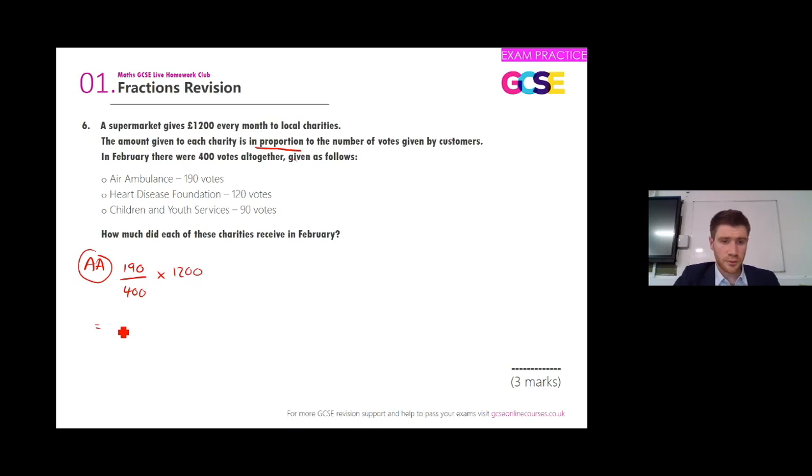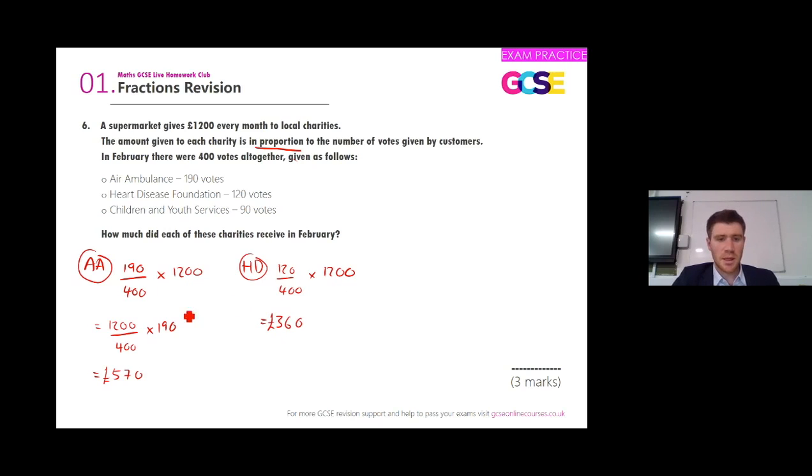So 1,200 divided by 400 times by 190. Okay, that's going to equal 3 times 190, which is going to give me £570. Okay, that's how much they get. We're doing something similar then for heart disease. Heart disease is 120 over 400 times by 1,200, which divide by 400 is 3 times by 120 is 360. So that's my answer there.